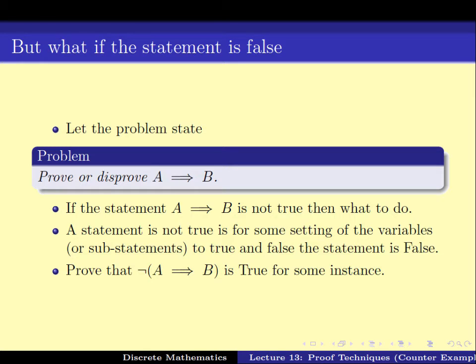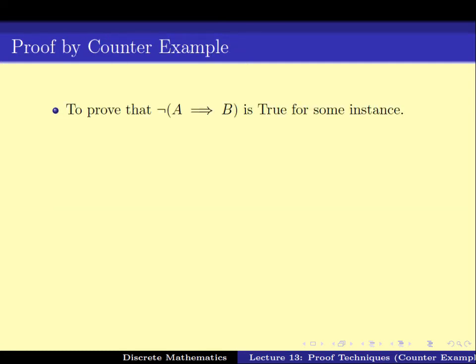So in other words, we have to prove that not of A implies B is true for some instance, where there is an instance for which we can see that A implies B is not true, or in other words, not of A implies B is true. Now, to prove that not of A implies B is true for some instance, how do you go about it?